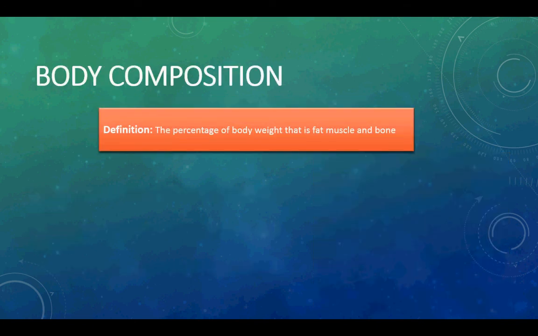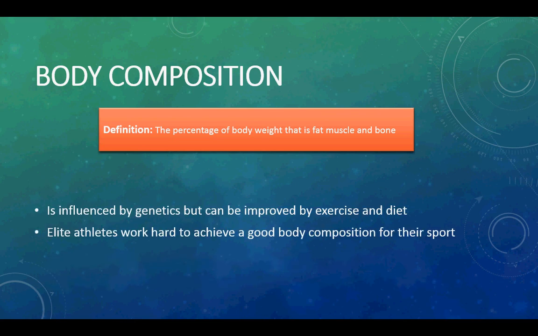And our final one is something called body composition. Now, body composition is the percentage of body weight that is fat, muscle and bone. Body composition is often influenced by genetics, but can be improved by exercise and diet. Elite athletes work really hard to achieve a good body composition for the sport. Taking part in physical activity in sport can enhance body shape if a well-planned and controlled personal exercise program is followed.